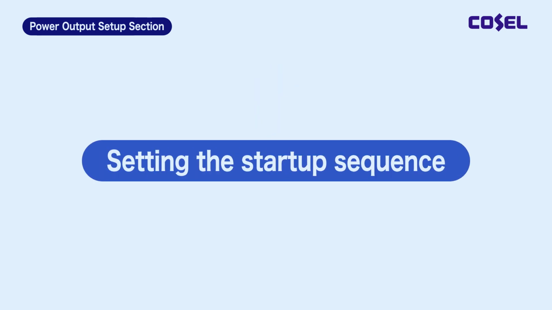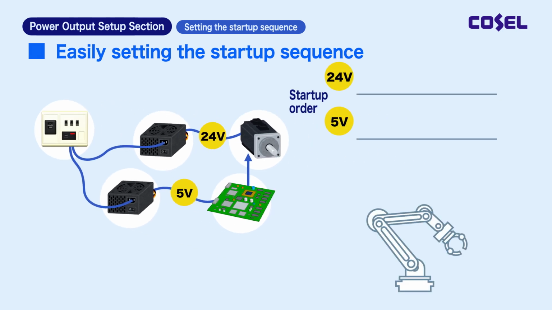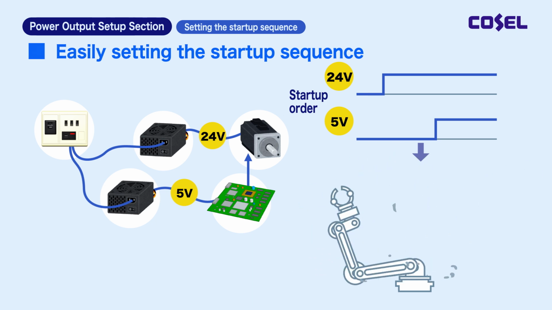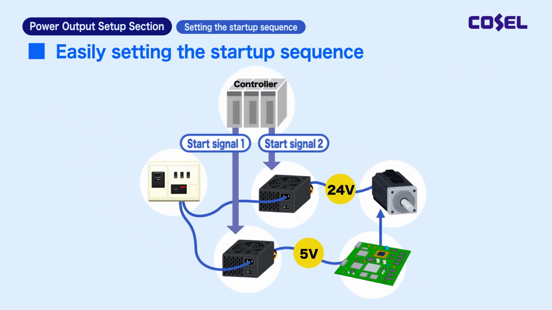Setting the startup sequence. An actuator requires a 24-volt power supply. In addition, controllers and ICs to control actuators require a 3.3-volt or 5-volt power supply. If the power supply for the actuator starts before the power supply for the controller, the actuator may become unstable and cause an accident. The order in which a power supply is activated is important for safe operation. Additional circuits, controllers, and other devices must be provided separately to set the startup sequence.